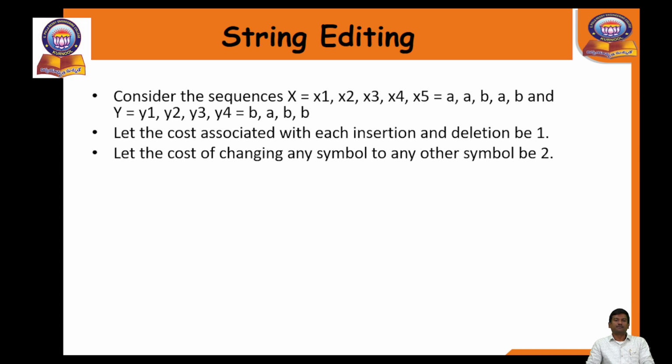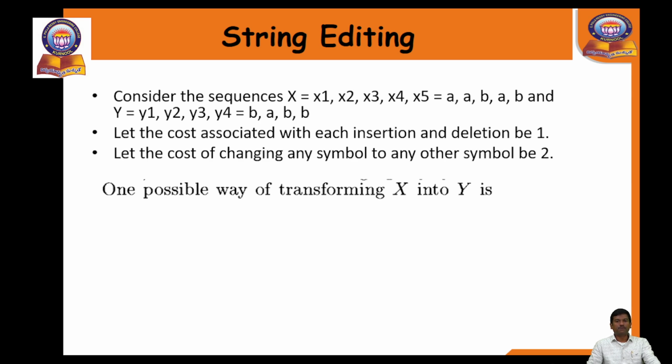And consider the sequences, that is x equal to x1, x2, x3, x4, and x5 with the symbols AABAB, and y equal to BABB. Let the cost associated with each insertion operation be as follows: whenever you want to perform the insert operation, the cost will be equal to 1. Similarly, if you need to perform the delete operation, then the cost is given as 1. These are the initial assumptions: what the insertion cost is, what the deletion cost is, and the cost associated with changing a particular symbol, which is equal to 2.